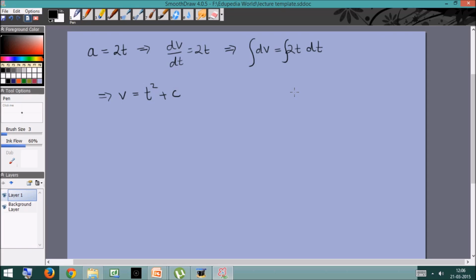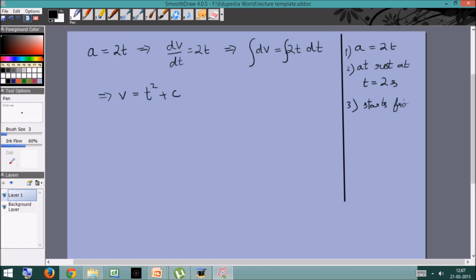So it also makes sense to us from a physical perspective that if we are just given the acceleration as a function of time, we cannot really tell the velocity as a function of time. We need some initial condition, and that could be given in a variety of ways. Let's say our question consists of 3 conditions. We were given a is equal to 2t, then we were given that the particle is at rest at t equal to 2 seconds, and we are given that the particle starts from origin.